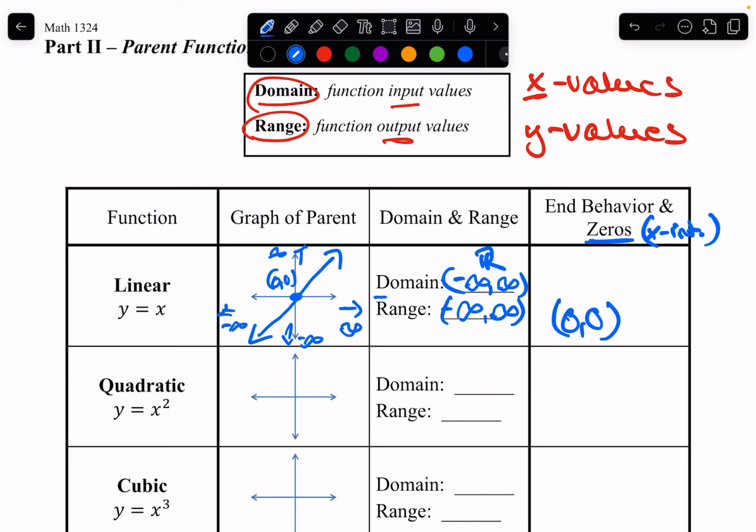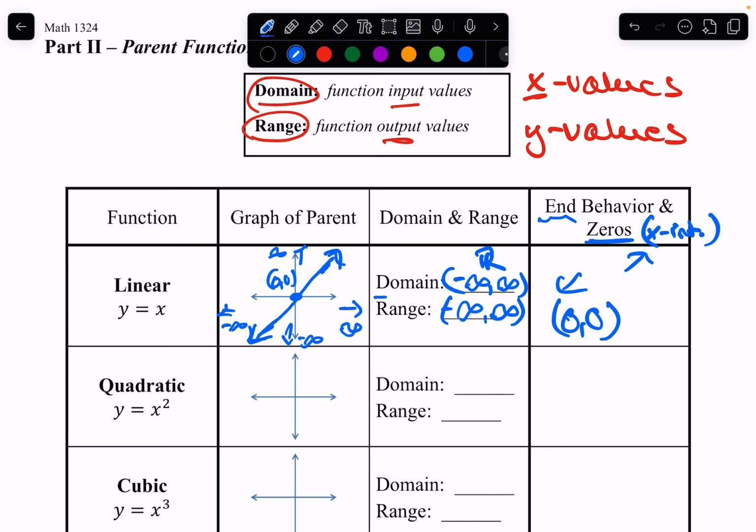When we're writing domain and range, or when we're writing negative infinity or infinity as domain or range, we always put it inside parentheses. Now, our last thing to do for the linear function is to look at its end behavior. As we can see, it goes down on the left and it goes up on the right. So that's its end behavior.